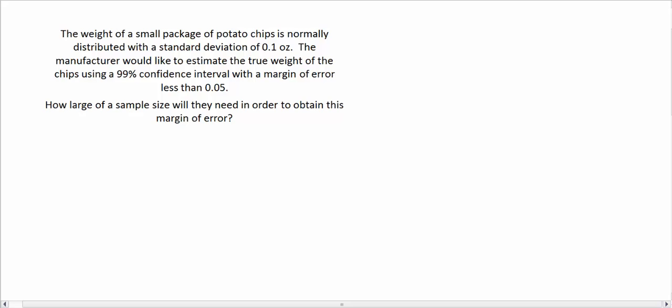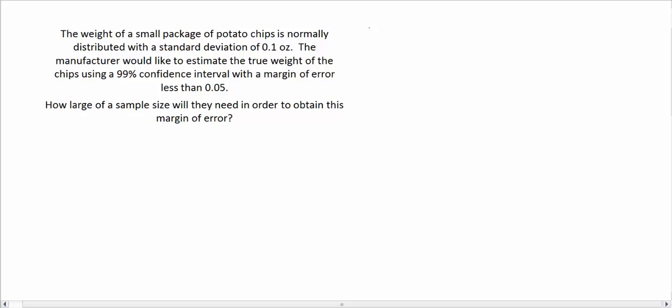In this video, I want to show you how you can find the sample size for a desired margin of error. Let's go ahead and read this problem. It says the weight of a small package of potato chips is normally distributed with a standard deviation of 0.1 ounces. The manufacturer would like to estimate the true weight of the chips using a 99% confidence interval with a margin of error less than 0.05. So how large of a sample size will they need in order to obtain this margin of error?